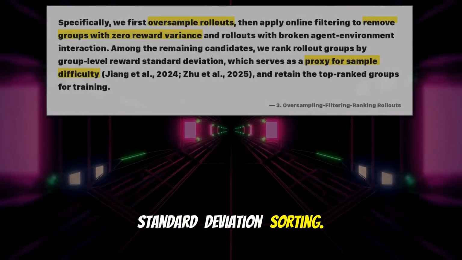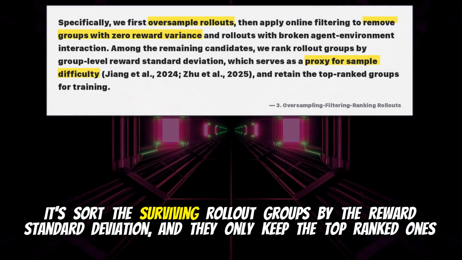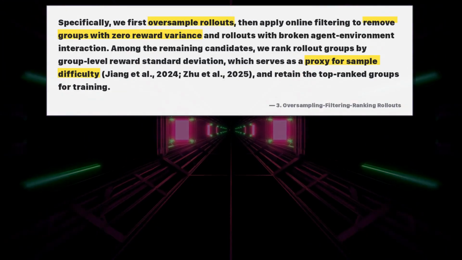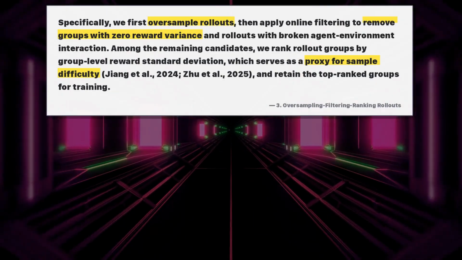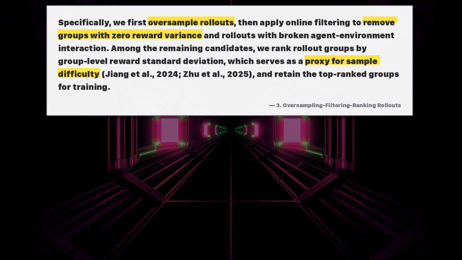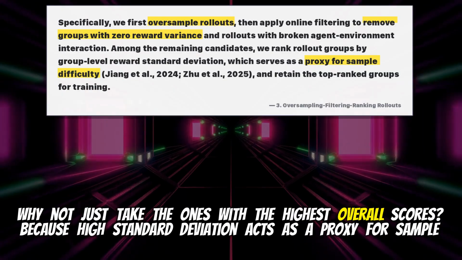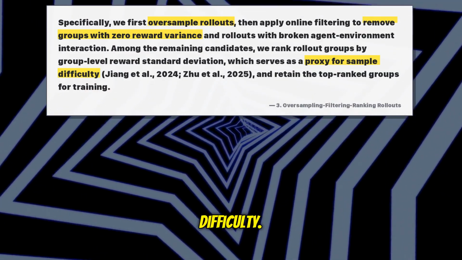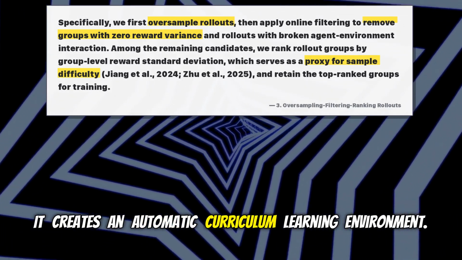Standard deviation sorting. Okay, break that down for me. They sort the surviving rollout groups by their reward standard deviation, and they only keep the top-ranked ones for the actual training step. Using standard deviation as a sorting metric feels highly specific. Why not just take the ones with the highest overall scores? Because high standard deviation acts as a proxy for sample difficulty. It creates an automatic curriculum learning environment.